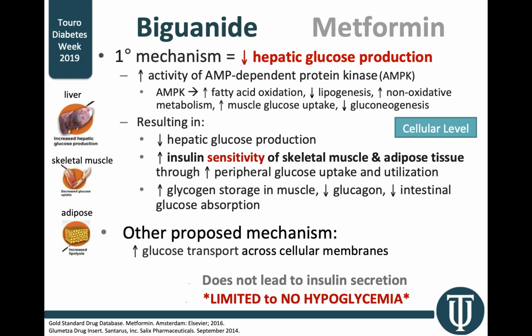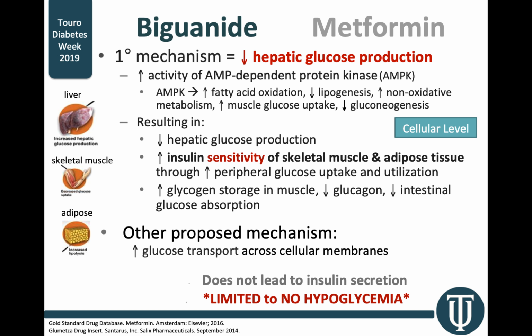So what are the results? Of course, we have less glucose being produced from the liver. And also, as I mentioned earlier, it helps to increase insulin sensitivity, specifically in our skeletal muscle and also in our adipose tissue. Then we will also see glycogen storage increase in the muscle.